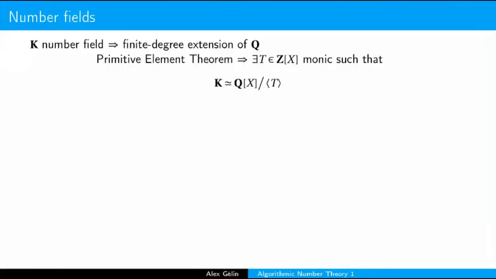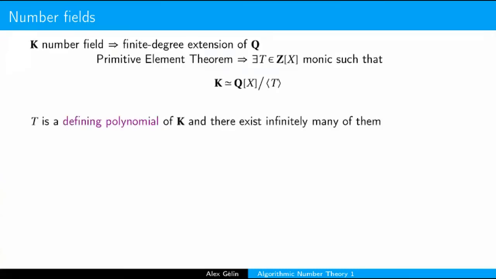The first thing is that we find class groups in number fields. What is a number field? It's a finite degree extension of the field of the rationals. And thanks to the primitive element theorem, we know that there exists a monic polynomial T such that the field is isomorphic to the quotient of the rational polynomials by the ideal generated by this polynomial T. Such a T is called the defining polynomial, and there exist infinitely many of them.